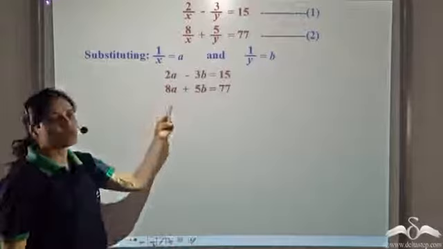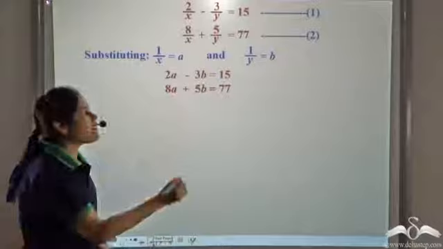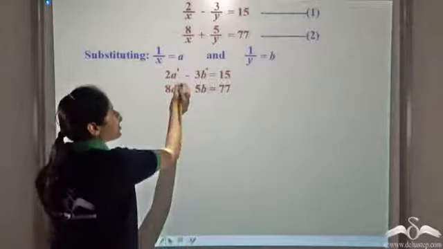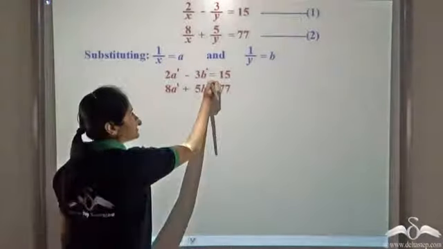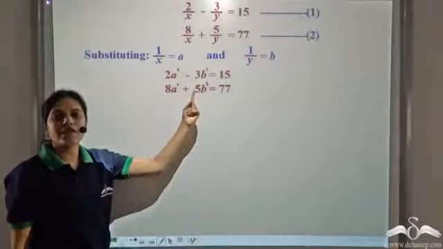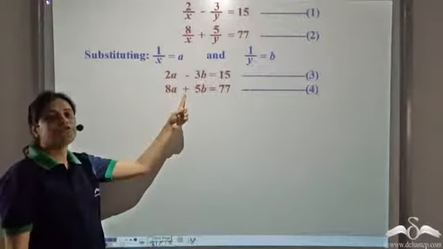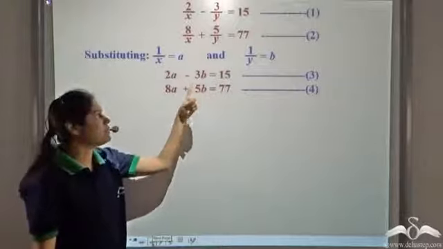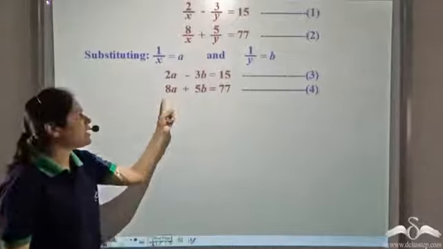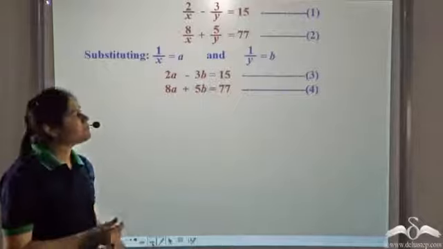Now, these two are linear equations in two variables a and b, because the power of a is 1, b is 1 in the first equation. The power of a is 1 in the second equation, as well as b is 1 in the second equation. So these are two linear equations in two variables a and b. We call them equation 3 and equation 4. And let us solve them. So let us solve them by the elimination method.